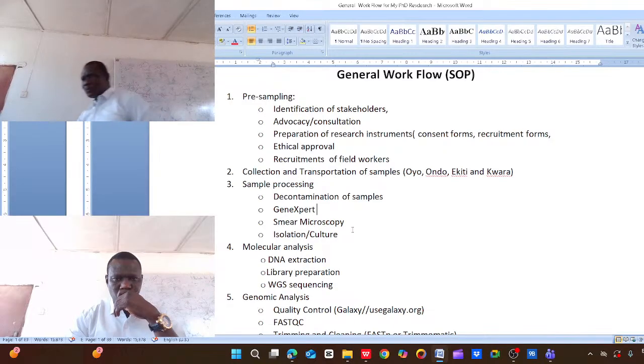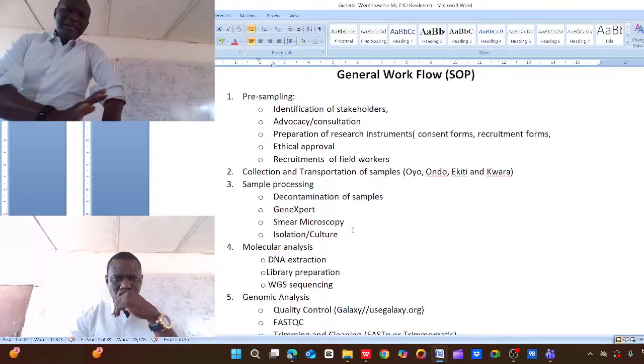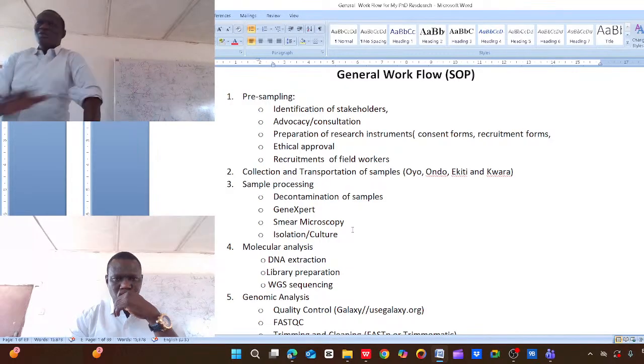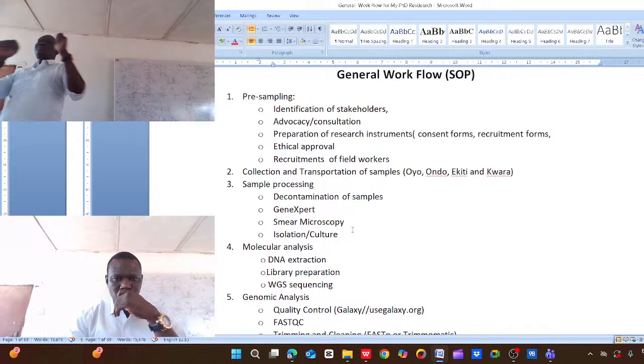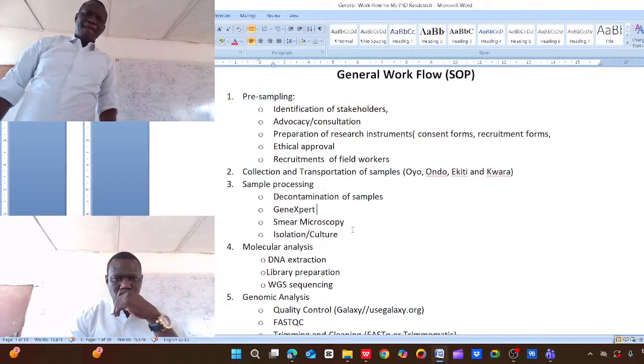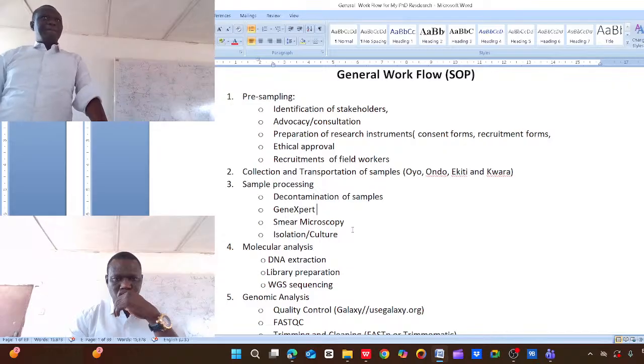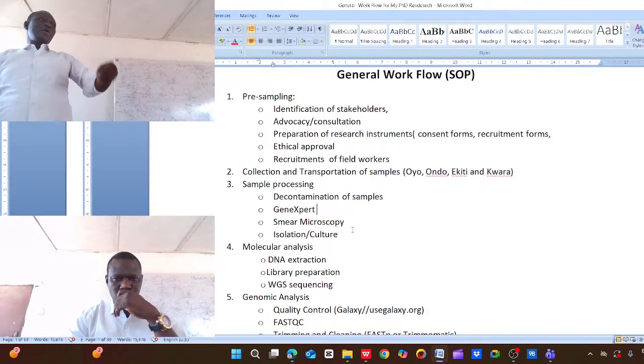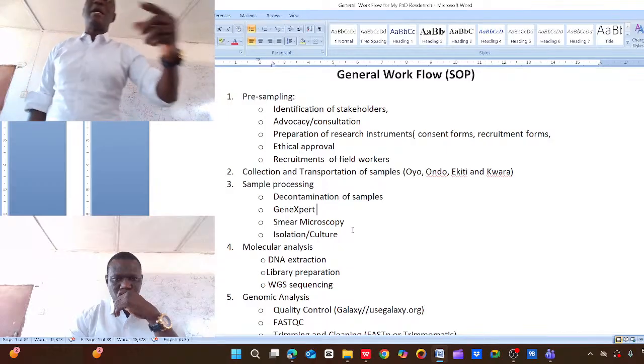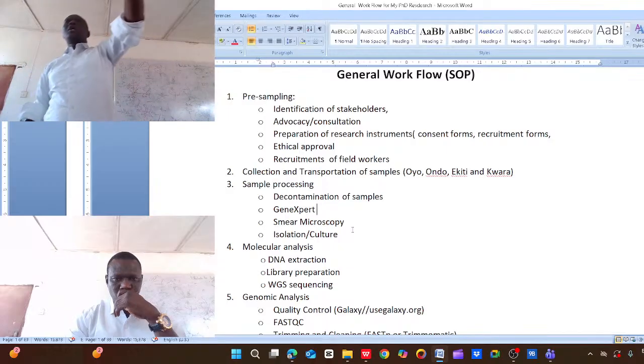Now, the isolation and culture now spell the end of wet lab, at least at this level. The other part of wet lab is going to be next.